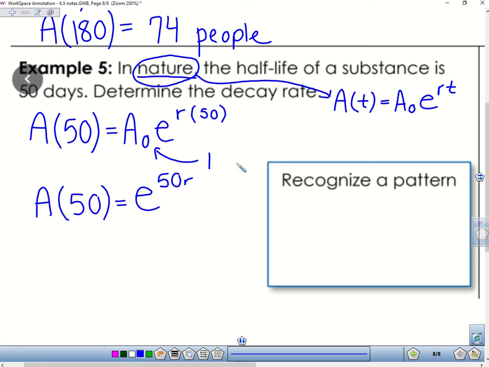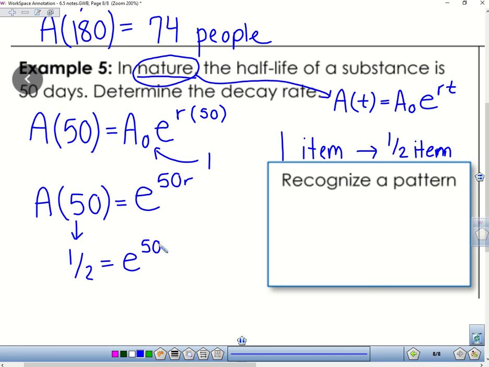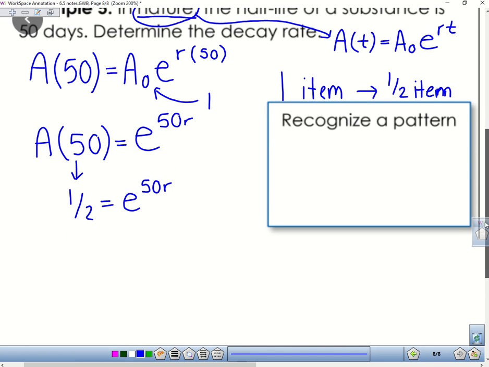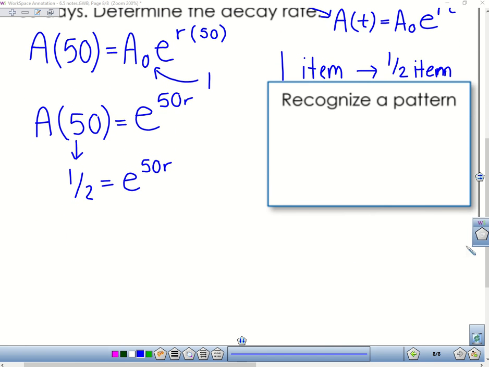Okay, so if we started with 1 item, what would we end up with? What would the half-life be? What would happen if 50 days later we have half of it? How much do we have left? Well, we have half of the item, right? So this right here is 1/2. So then we have this to solve: 1/2 is equal to E to the 50R.